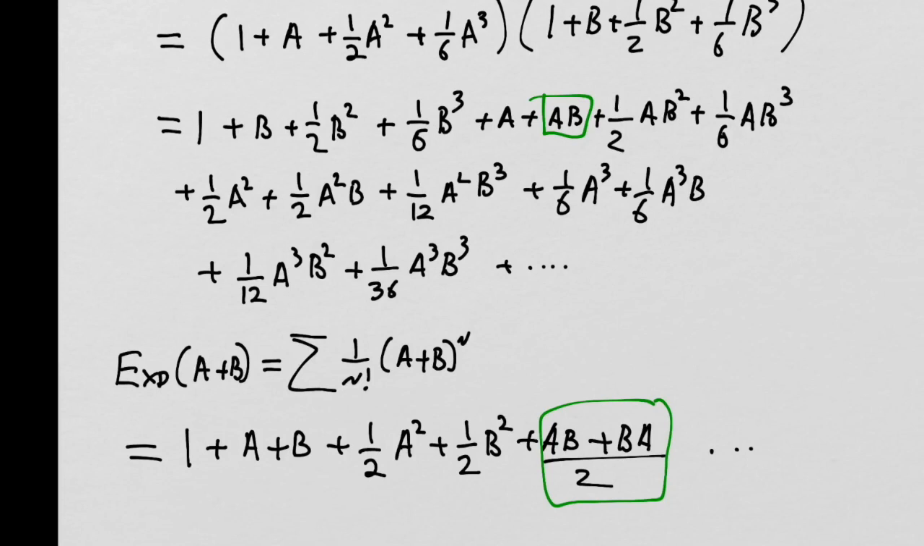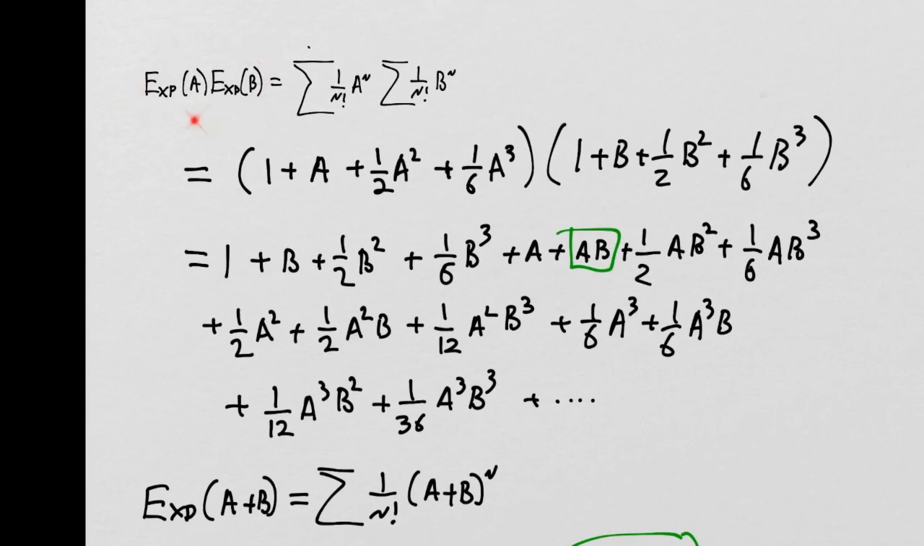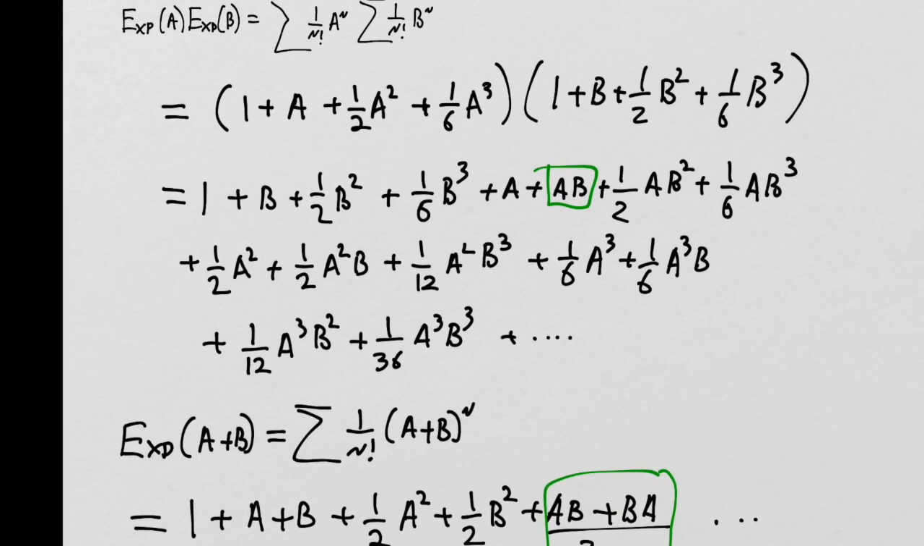And this problem is going to happen for every single term in this product. When you compare it with this, the only way this will ever match this is if A and B commute. If A and B commute, then the exponentiation of the sum of the two matrices equals the product of their individual exponentiations. Otherwise, it doesn't equal that.